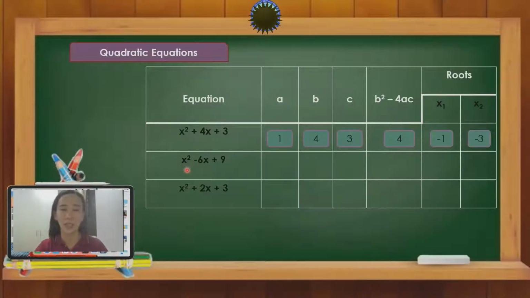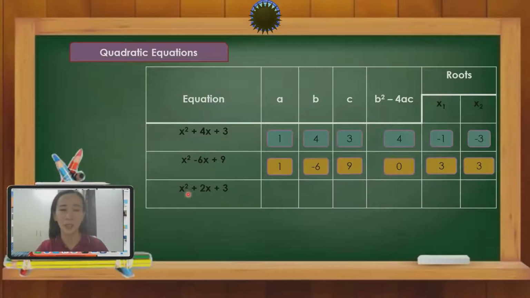Another equation is x squared minus 6x plus 9. Our a here is 1, our b here is negative 6, and our c here is 9. So b squared, that is negative 6 squared, so that is 36, minus 4 times 1 times 9. So 36 minus 36 is 0. And the roots are, based on our quadratic formula, x1 is 3 and x2 is also 3.